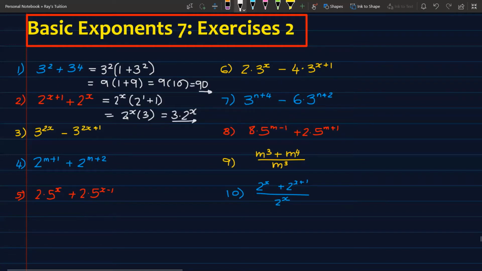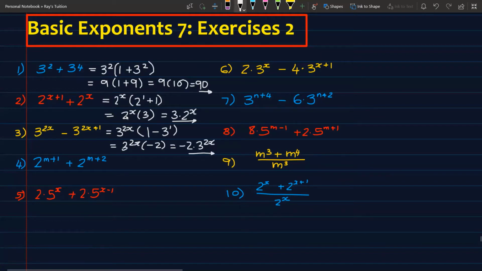Let's have a look at the next one. Once again, we want to take out the highest common factor. So what is common between 3 to the power of 2x and 3 to the power of 2x plus 1 is a 3 to the power of 2x. So we're going to take that out as a common factor. And what are we going to be left with? 3 to the power of 2x divided by 3 to the power of 2x is 1. And minus 3 to the power of 2x plus 1 divided by 3 to the power of 2x is minus 3 to the power of 1. So this here is 3 to the power of 2x times minus 2, which you can just write as minus 2 times 3 to the power of 2x.